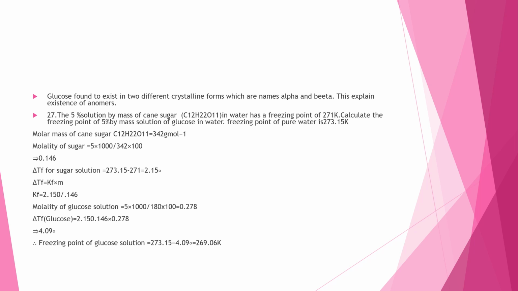So first, using the molar mass of cane sugar and the given values, we have to find the Kf, because Kf is not given. Using delta Tf is equal to Kf into m, where m is the molality, find out the Kf. Then substitute the value of Kf in the second condition and we can find the freezing point. First find delta Tf, then find the difference, and we get the freezing point of the glucose solution.